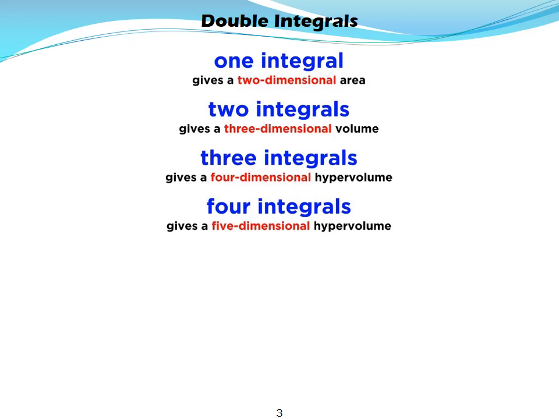Double integrals: one integral can give a two-dimensional area, two integrals give a three-dimensional volume, three integrals give a four-dimensional hypervolume, and four integrals give a five-dimensional hypervolume.